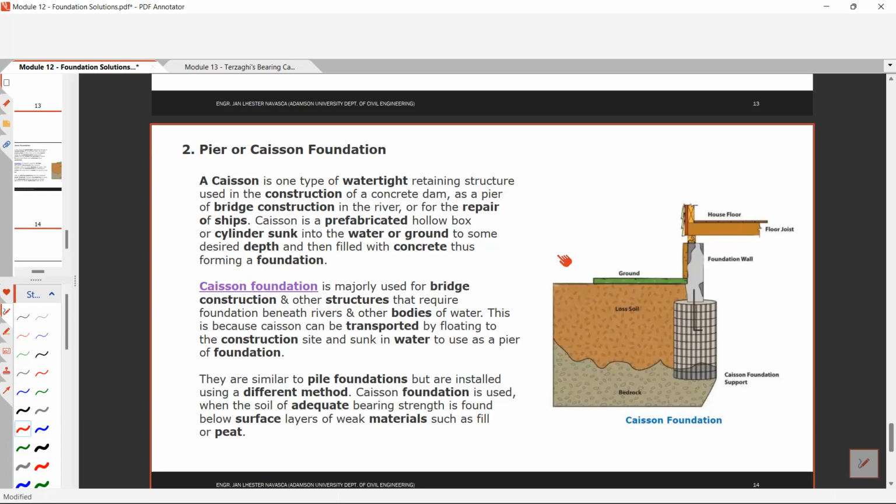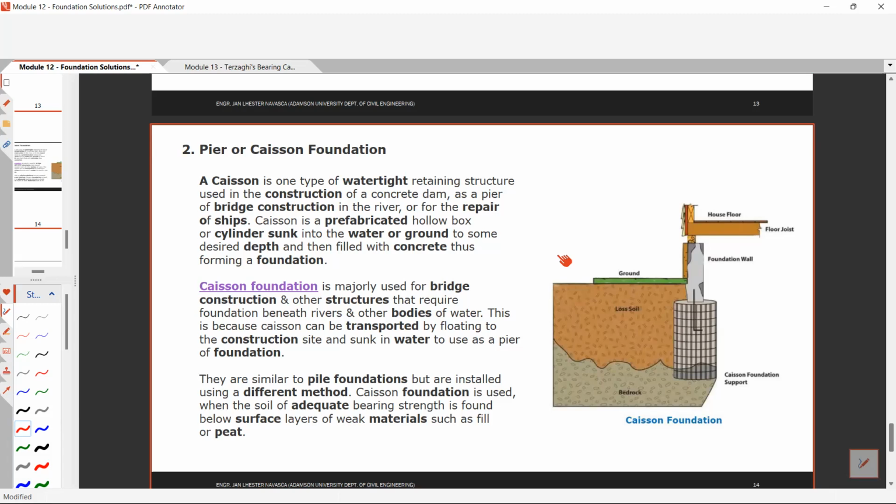So caisson foundation is majorly used for bridge construction and other structures that require foundation beneath rivers and other bodies of water. This is because a caisson can be transported by floating to the construction site and sunk in water to use as a pier or a foundation. Okay, so basically, the caisson foundation is also the pier of your bridges. Yan, yung mga pier ng bridges na yan.